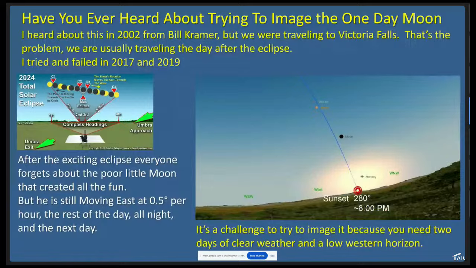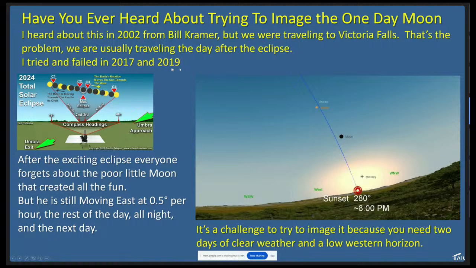Have you guys ever heard about trying to image the one-day moon after an eclipse? I heard about this in 2002 from Bill Kramer when we were traveling in Africa. We were going to Victoria Falls. And that's the problem with eclipses and trying to image the one-day moon. You're usually traveling the day after the eclipse. I tried to image the one-day moon in 2017, but it was cloudy on the horizon.